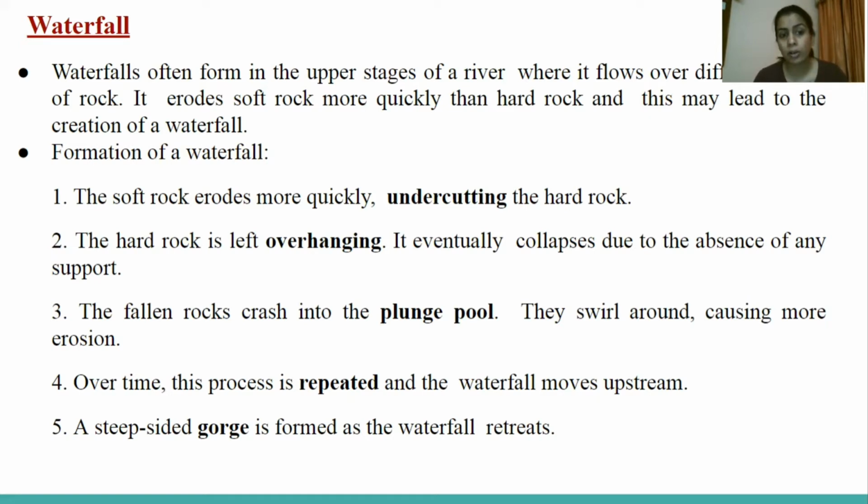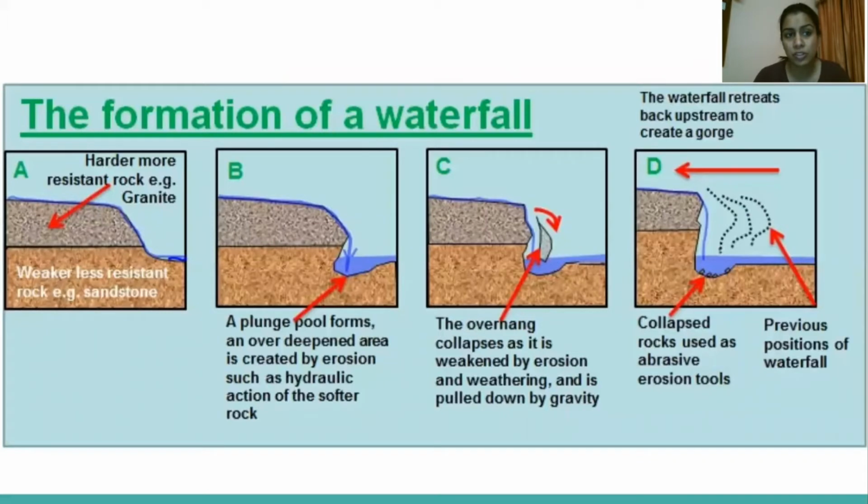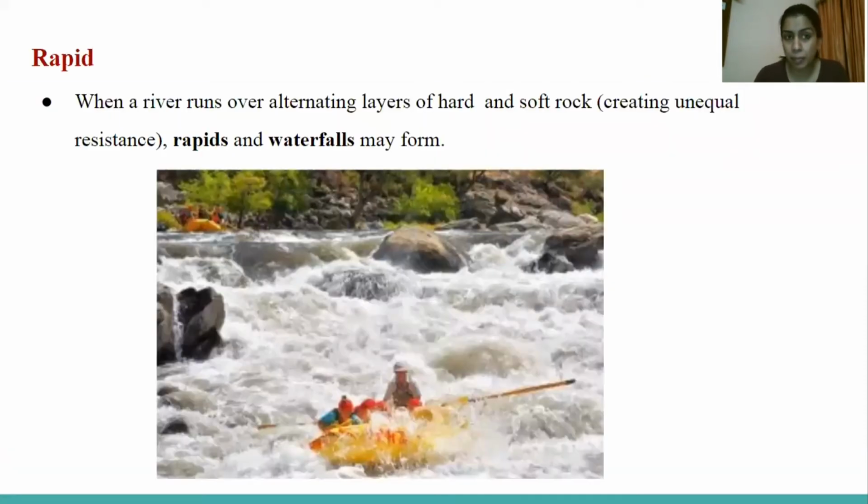Next क्या होता है? The fallen rocks crash into the plunge pool. They swirl around causing more erosion. तो over time ये जो process है ये बार-बार repeat होता है and the waterfall moves upstream. A steep sided gorge is formed as the waterfall retreats. You can see the picture, the formation of waterfall. Next we are going to study about is rapid. So what is a rapid? When a river runs over alternating layers of hard and soft rock, creating unequal resistance, rapids and waterfalls may form.